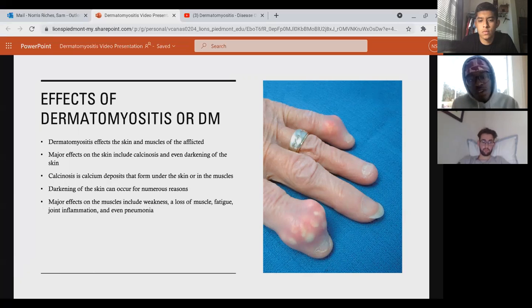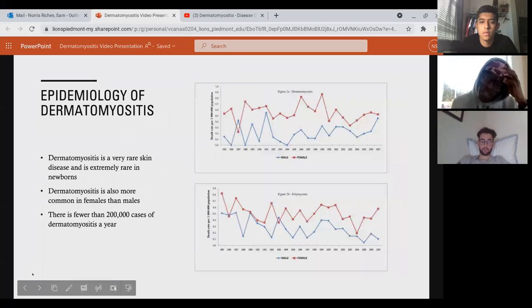Darkening of the skin can occur for numerous reasons. Calcium deposits can cause bruising, skin bumps, and even dislocation at the joints. Major effects on the muscles include weakness, a loss of muscle fatigue, joint inflammation, and even pneumonia. Part of the lung can become inflamed and fill up with mucus, making it harder to breathe, which is why pneumonia would be caused.